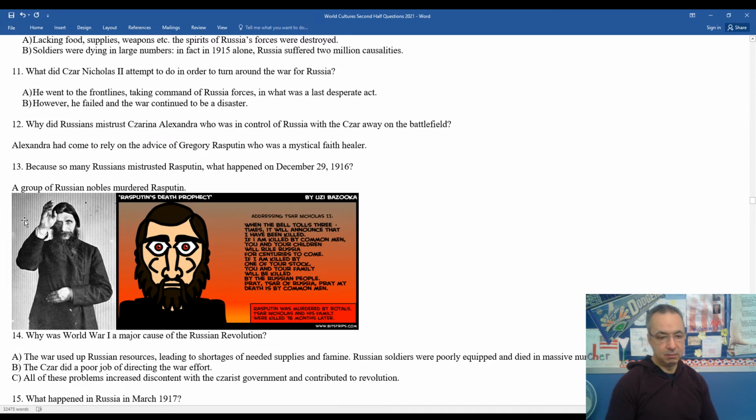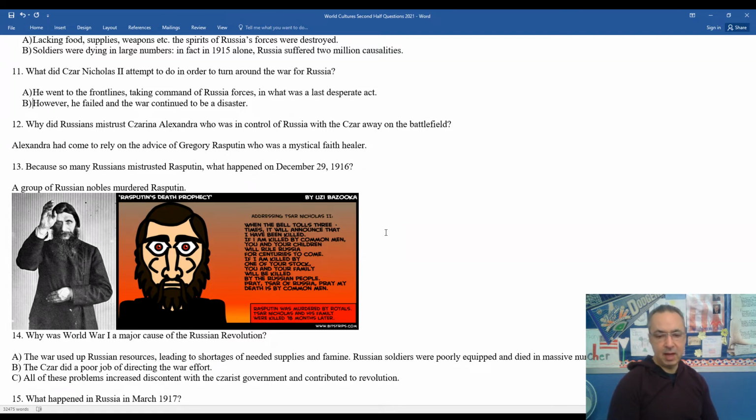Here's an image of the mystical faith healer, Gregory Rasputin. So here's a prophecy from Rasputin. He made a lot of predictions about the future. "When the bell tolls 3 times, it will announce that I've been killed." So basically a church bell rings 3 times, and if Rasputin is killed, he's foreshadowing his own murder.